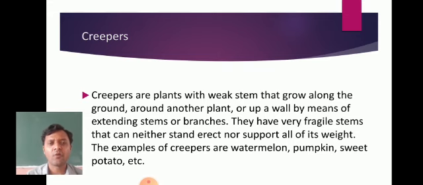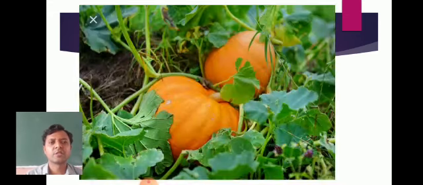Let us see the pictures of creepers. Here is bottle gourd. Bottle gourd is one of the best examples of a creeper, I must say. So here are the 5 main types of plants given along with the definitions and the pictures as well. Hope you all have understood it better.